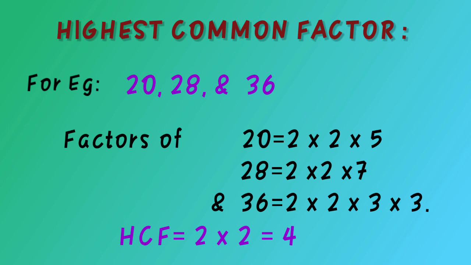So if you want to find the HCF of any numbers, what you have to do is prime factorize the numbers separately and check whether there is any common factor among them, and finally multiply those factors to get the HCF. If there is more than one number we will multiply them, but if there is only one number then that will be the HCF. This was about HCF.